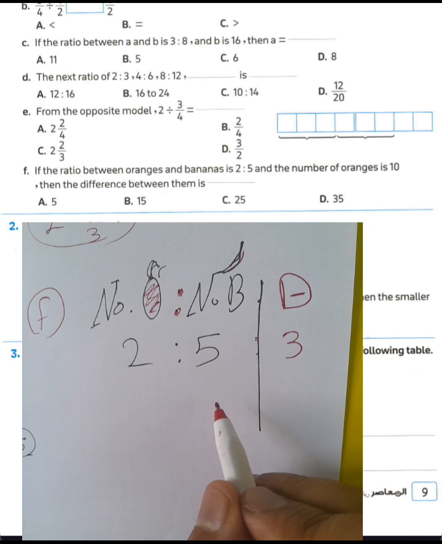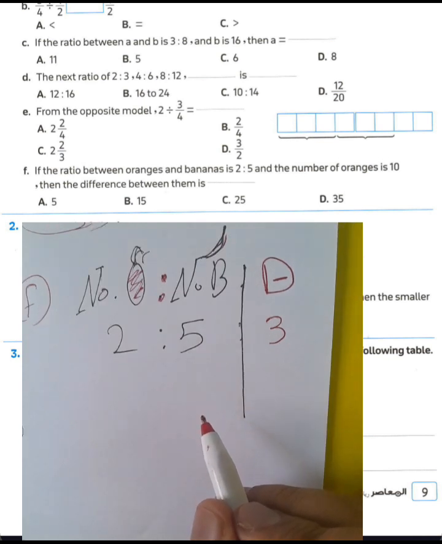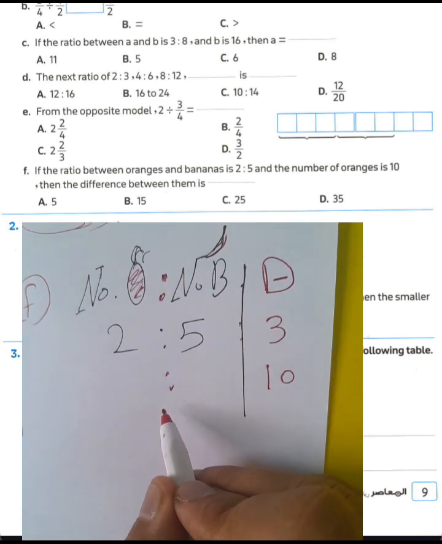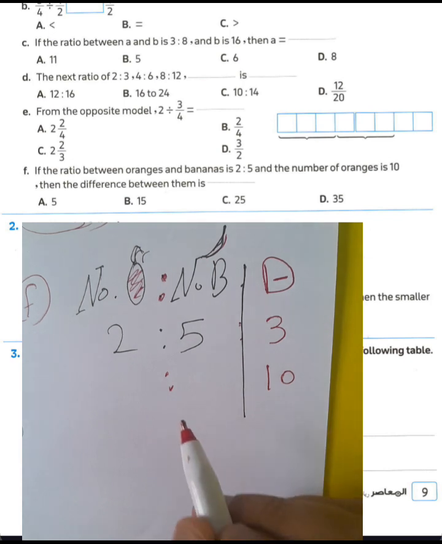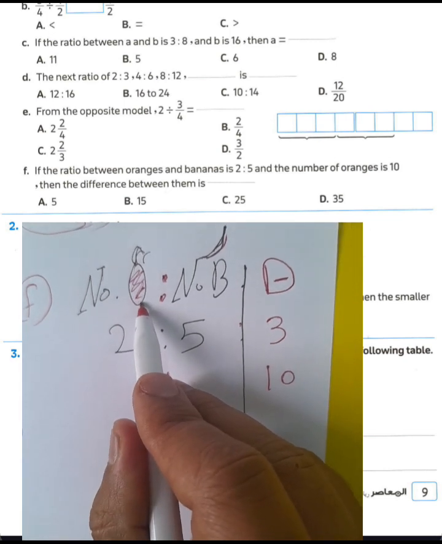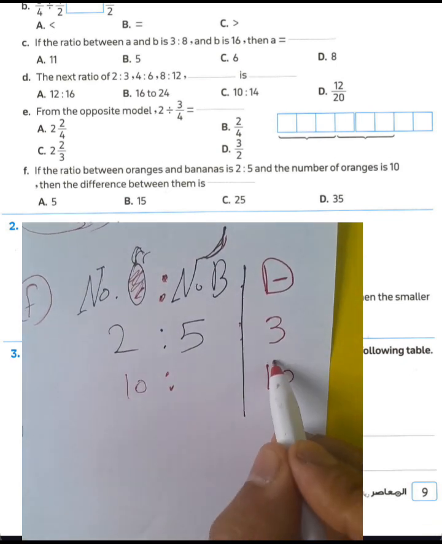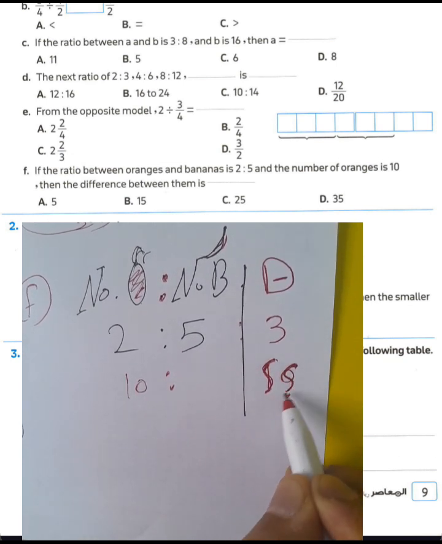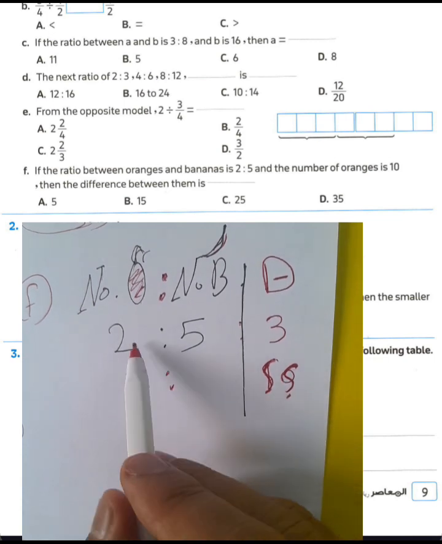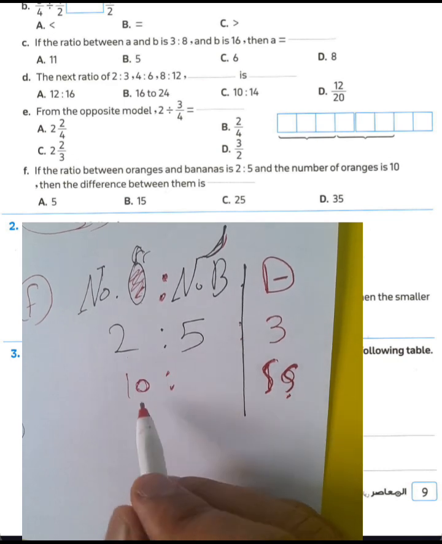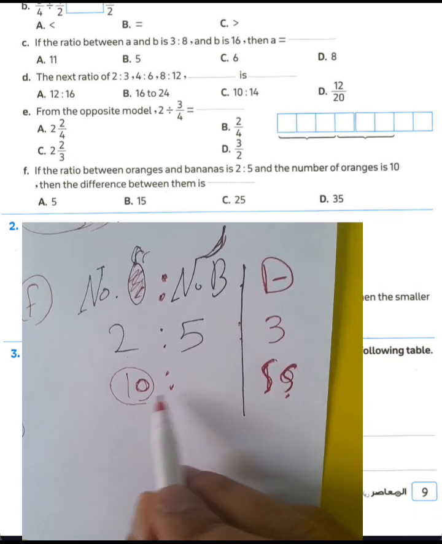He gives us the number of oranges, which is 10, and he wants to find the difference between them. Again, he gives us the ratio between oranges and bananas, 2 to 5, and if the number of oranges is 10, then he wants to find the difference between them.